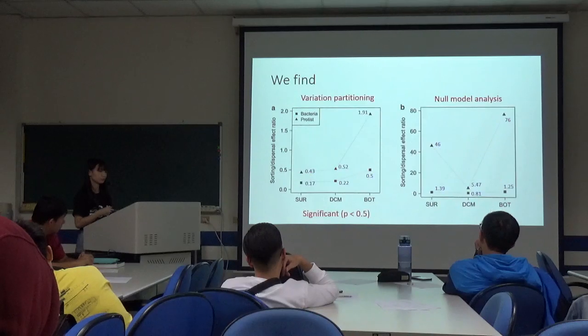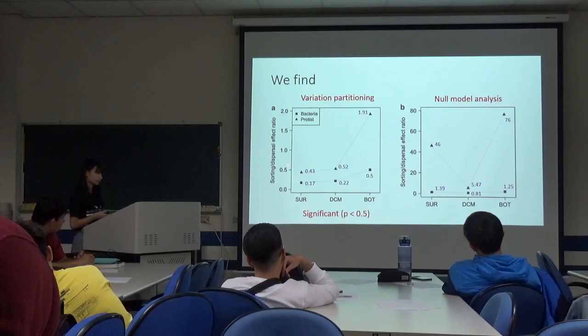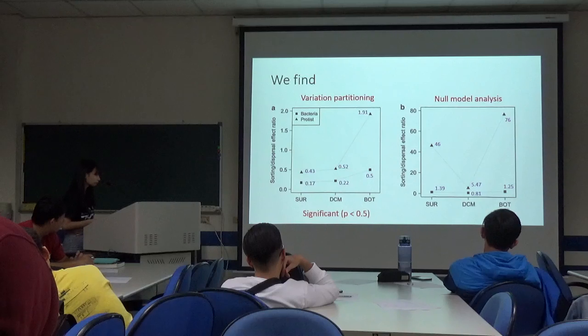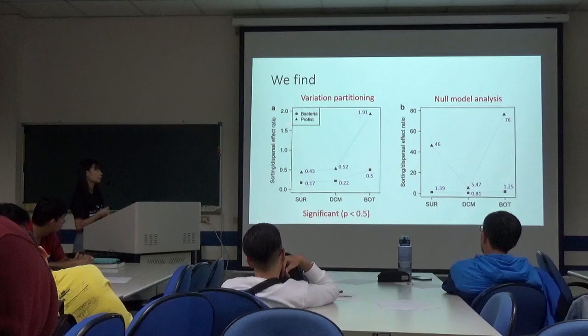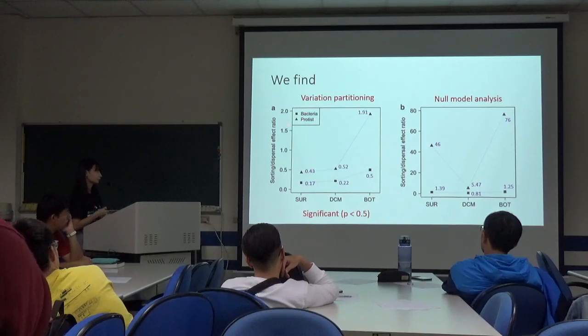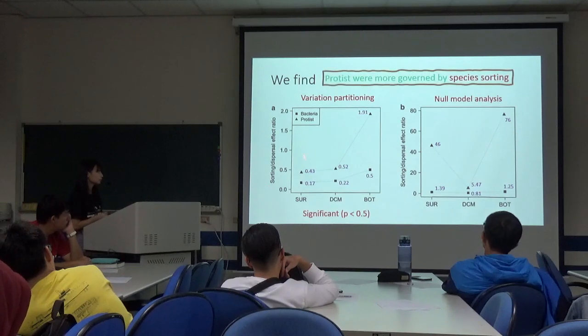And second, you can see this is the variation partitioning and null model analysis. For the x-axis, it's the chlorophyll level, and for the y-axis, it's the sorting dispersal effect ratio. The square is bacterial communities, and the triangle means protist communities. In these two figures, you can see all of the triangles are higher than the squares. The protists are all higher than bacteria. This means protists were more governed by species sorting.